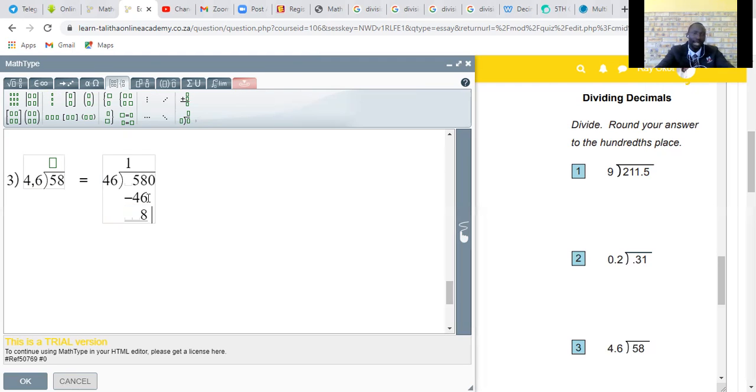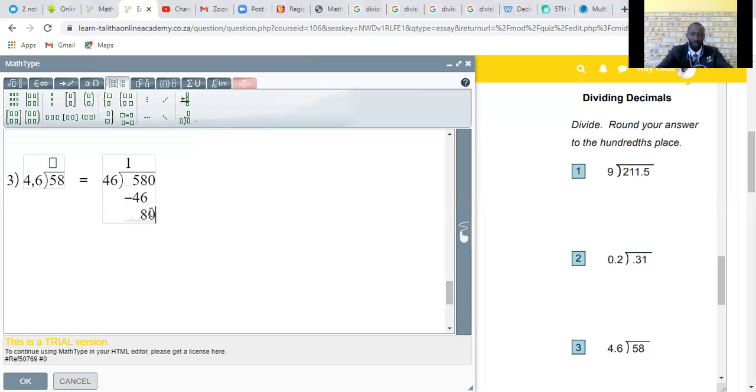Now, is there a way that 46 can divide 8? No. So we just bring this down here. Rather, we bring the 0 down. Yes. So now we have brought this 0 down.